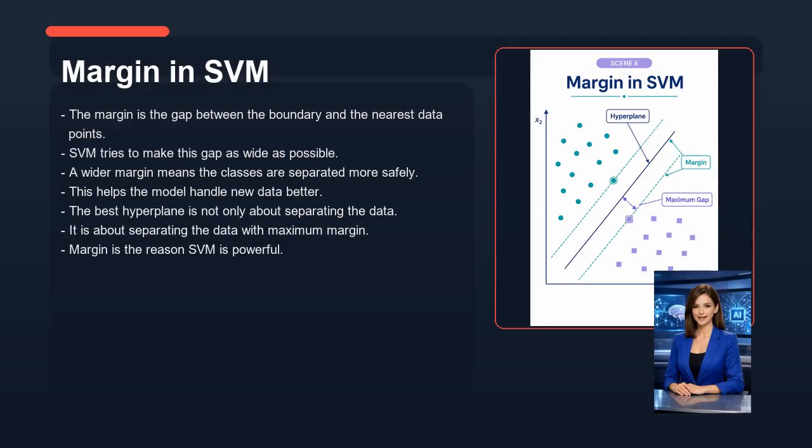Now let's look at margin in SVM. The margin is the gap between the boundary and the nearest data points. SVM tries to make this gap as wide as possible. A wider margin means the classes are separated more safely. This helps the model handle new data better. The best hyperplane is not only about separating the data. It is about separating the data with maximum margin. Margin is the reason SVM is powerful.